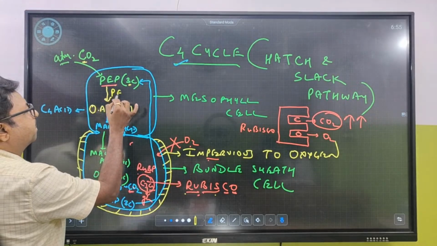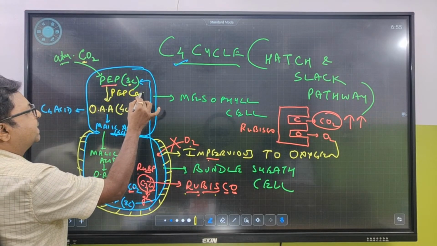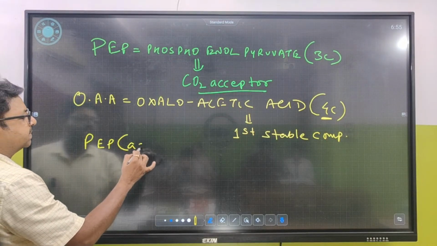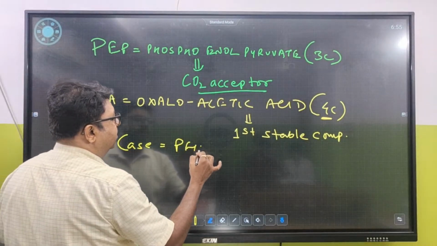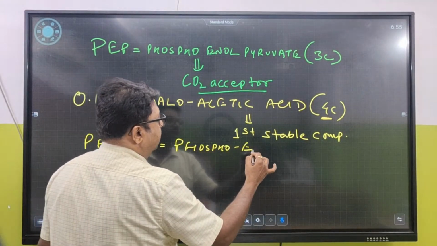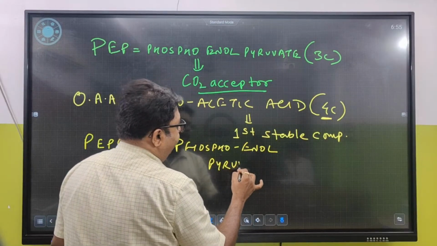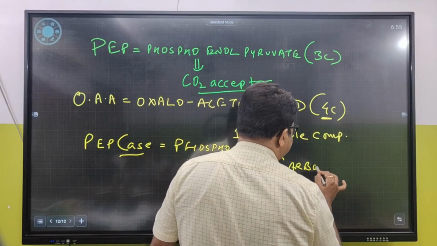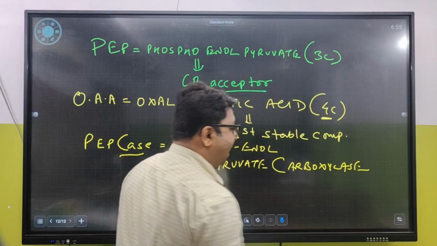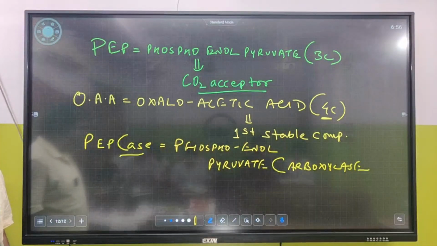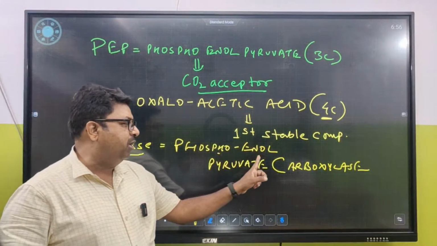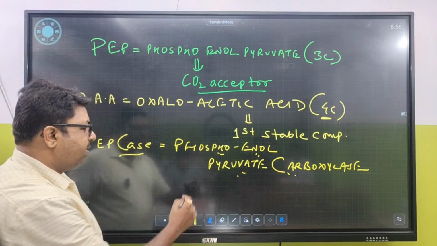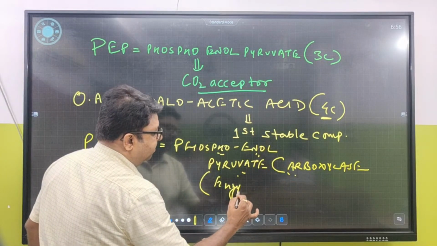What is the name of the enzyme here? PEPcase. And what is PEPcase? Phosphoenol pyruvate. Case means carboxylase. PEPcase is the name of the enzyme, called phosphoenol pyruvate carboxylase. Is this clear? So this is the enzyme.